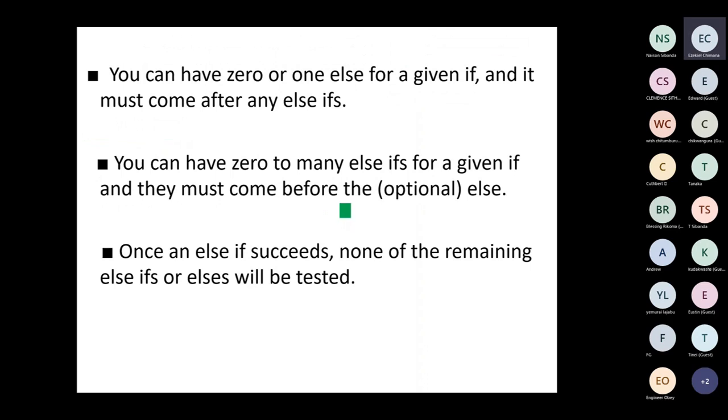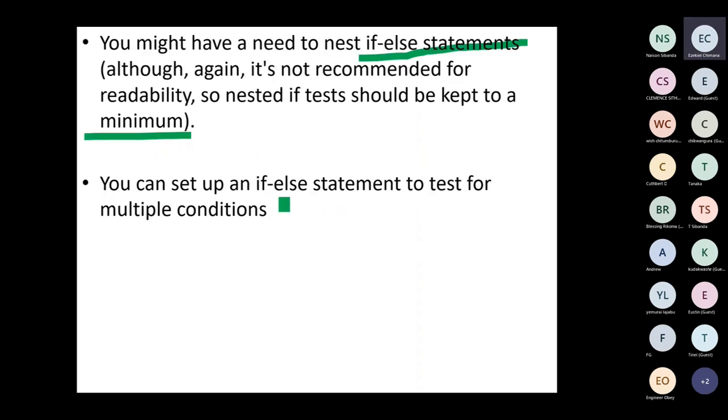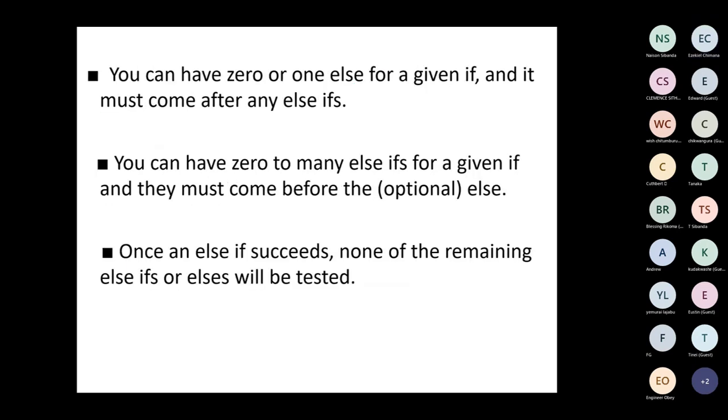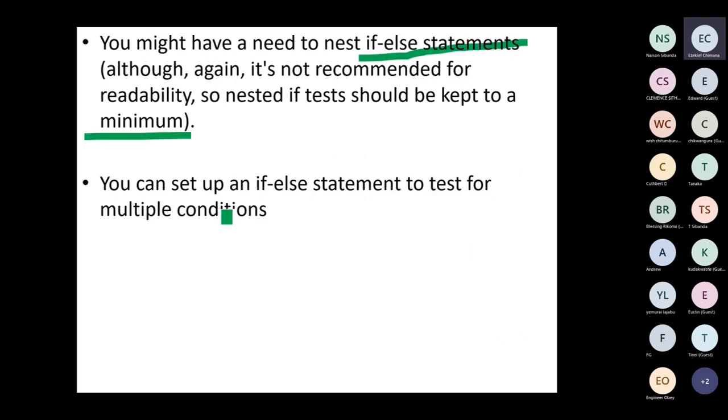I think you all know the else if statement. If you say if, then instead of putting the else block, you can put the else if, and then else if, and later you put the else statement so that you can compare multiple conditions there. You can have 0 or 1 else for a given if, and it must come after the else ifs. You can have 0 to many else ifs for a given if, and they must come before the optional else. Once an else if succeeds, none of the remaining else ifs or elses will be tested. I think these rules apply to the else if statements.